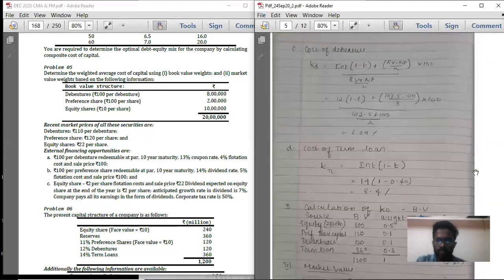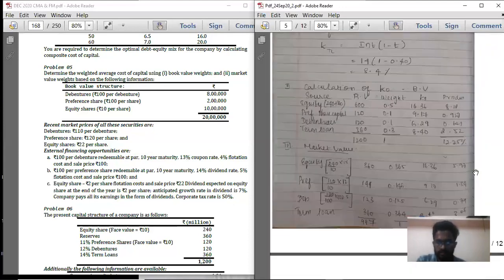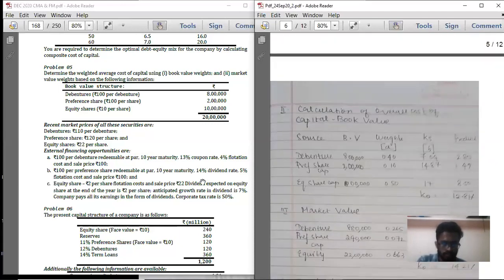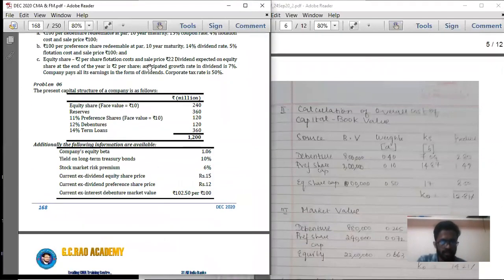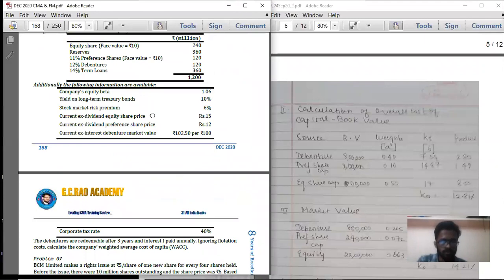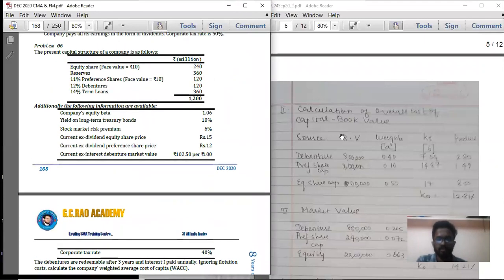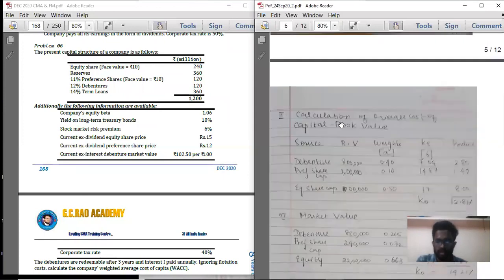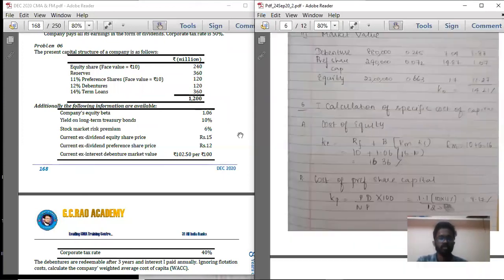So next is problem number 6. Same thing again. Actually, you can do problem number 6. I think no, we'll do it. There is a little bit of calculation of cost of equity, so we should do some calculations. Okay. Now see problem number 6.